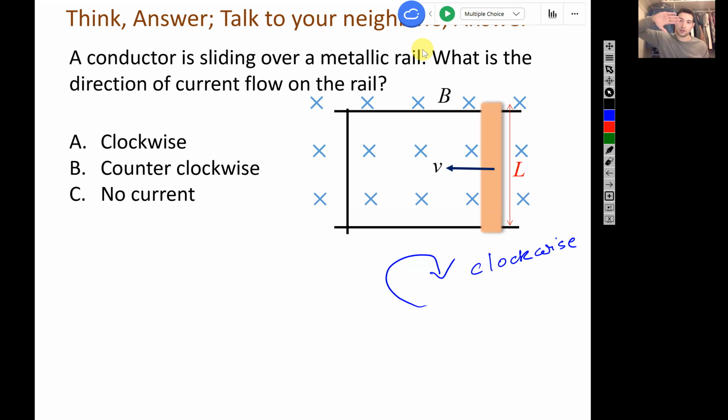Because if you put your hand like this and face it towards the v and then go into the page towards the B, then the force is in this direction. So positive is going down and negative would be up, and then current conventionally flows from positive to negative, so it would go clockwise. Perfect. Yes, thank you.